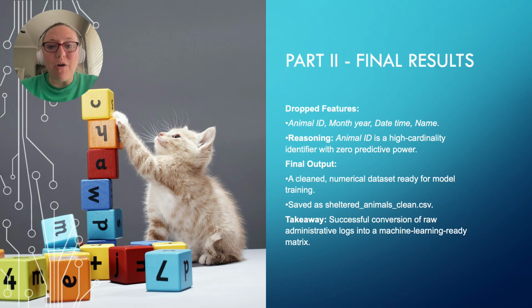The final result of part 2 was a streamlined numeric dataset. We stripped away administrative noise, specifically the animal ID and name columns. As noted in the report that will be turned in with this assignment, an identifier like animal ID has no predictive meaning for an animal's outcome. The final output was saved and downloaded, marking the successful conclusion of the pre-processing phase. We now have a clean foundation to start building predictive models.